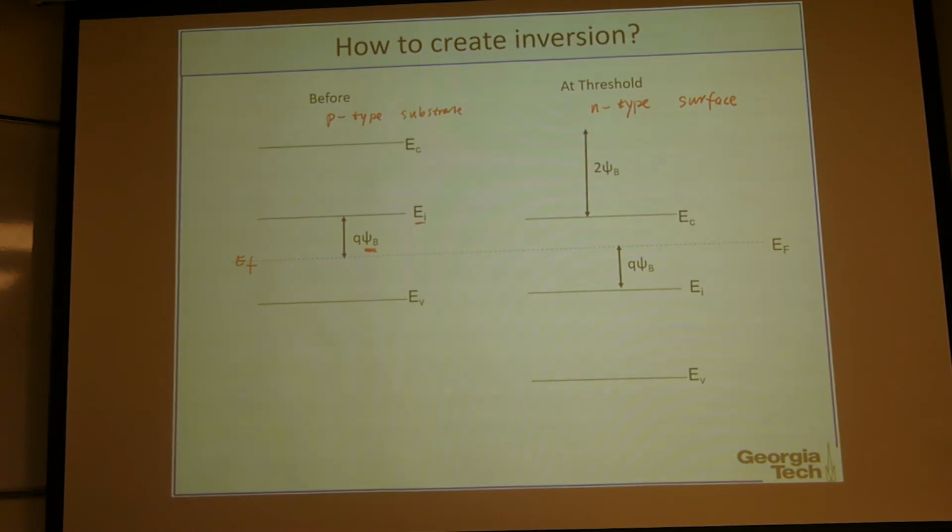So you can see that in order for you to create this inversion, the EC needs to be moved down by 2 phi b. Why is that? Because initially the Fermi level is below the EI by phi b. At the threshold, now the EF is above EI by phi b. So that means the EC moved down by 2 phi b. That is the condition to create inversion.